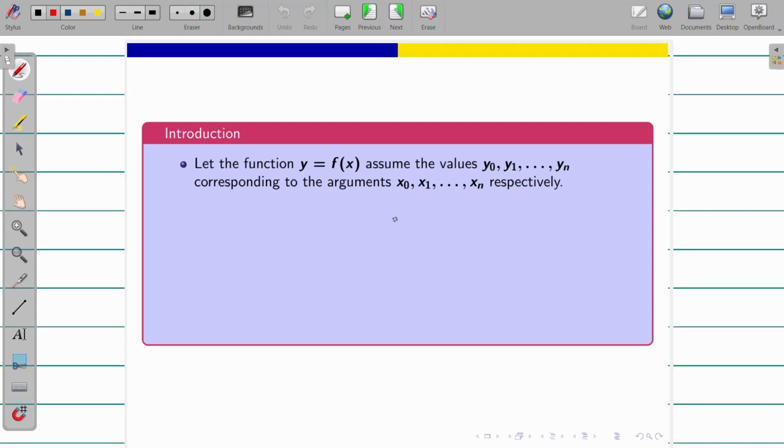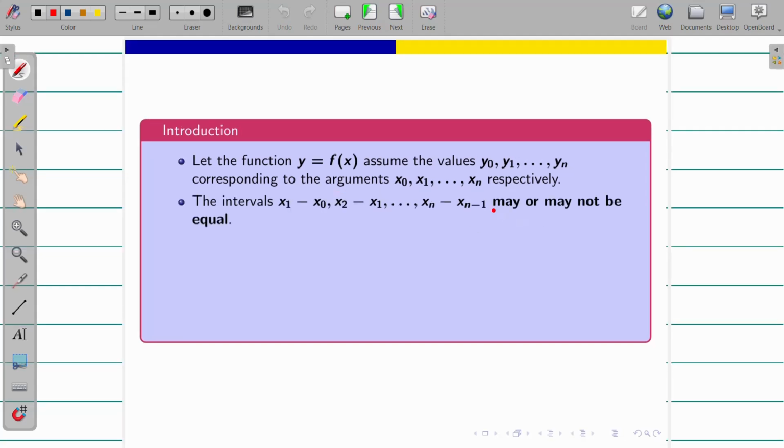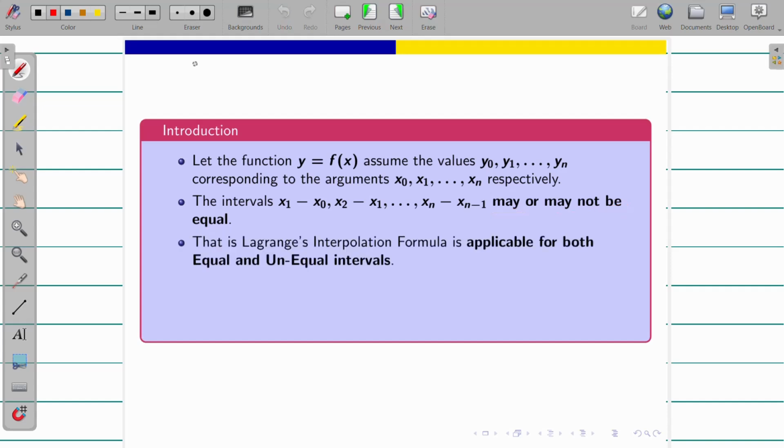Let the function y equal to f of x, and x values are arguments, you know very well, and y values are entries. Here the values of x may or may not be equal. If it is equal also, I can solve with the help of Lagrange's interpolation formula. If x values are not equally spaced, equal or unequal, for both of the cases I can use Lagrange's interpolation formula. It is applicable for both equal and unequal intervals.